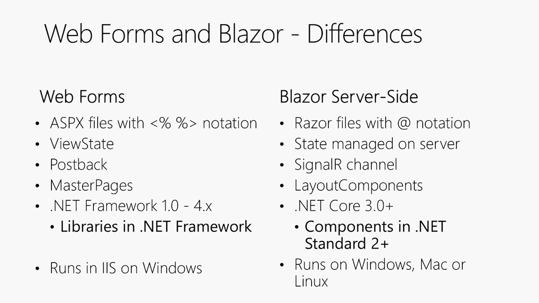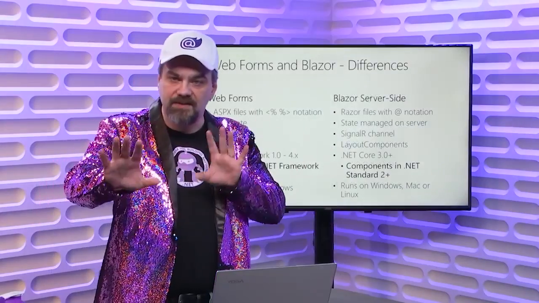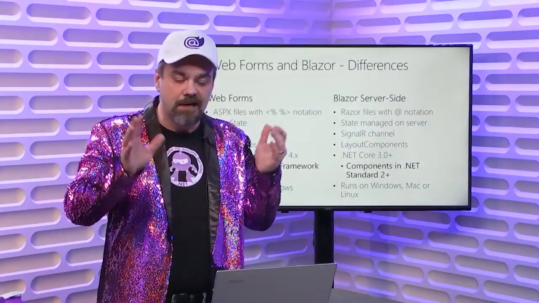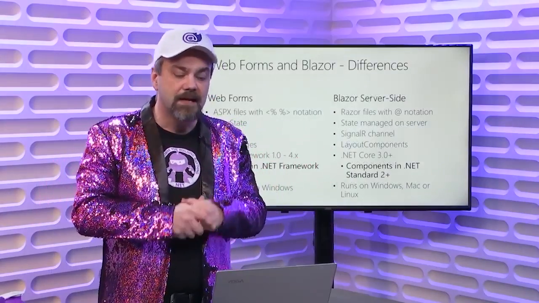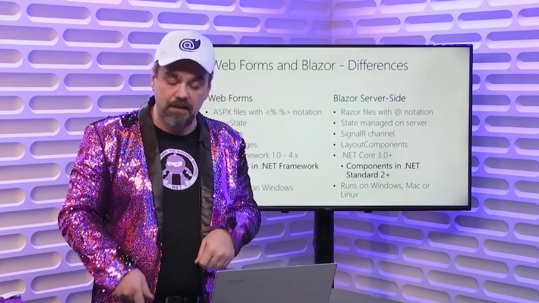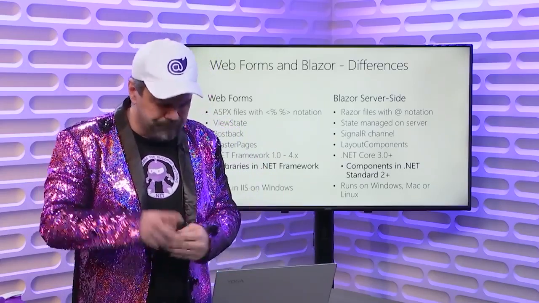And of course, because Blazor server-side runs on top of .NET Core, that means I can take my content and I can put it on Windows, Mac, Linux. I can put it in containers, run it with my favorite orchestrator, and get a lot of flexibility there in how I build and deploy my applications. So a lot of positives, a lot of negatives that we can see here, changes that you might need to make in order to move back and forth between the two technologies.